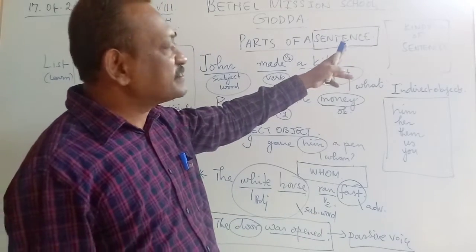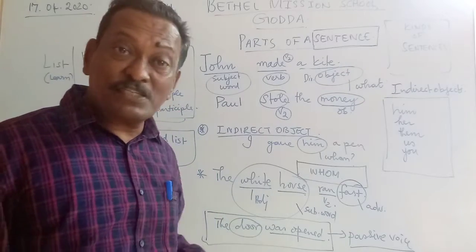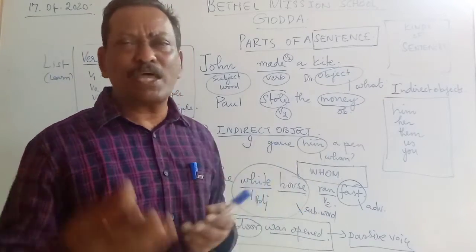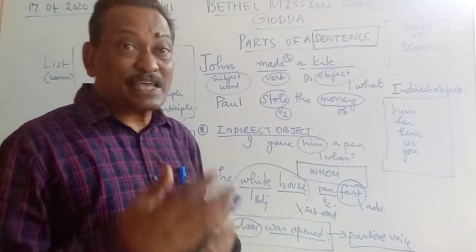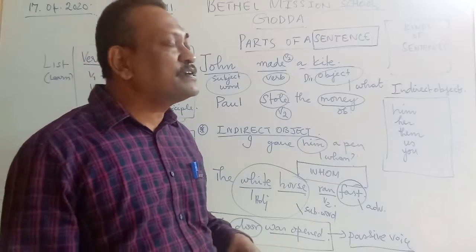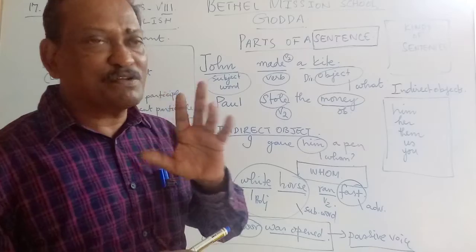The second sentence is an interrogative sentence. That is a question. What's your name? Where are you going? Do you have your breakfast? Do you like apples? These kinds of questions, all of them come under the interrogative sentence. We discussed this yesterday, if you remember.